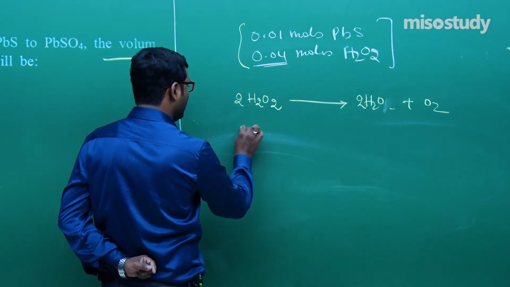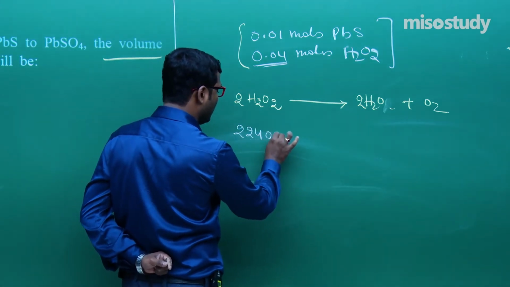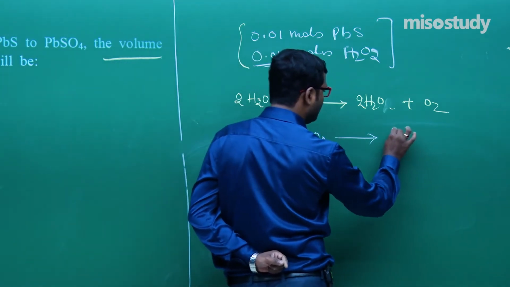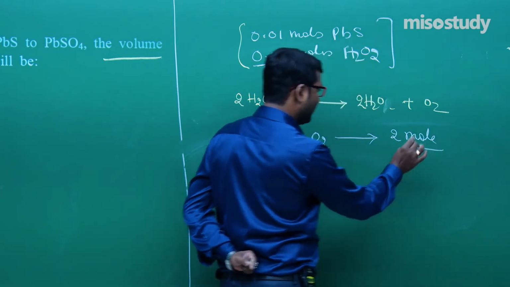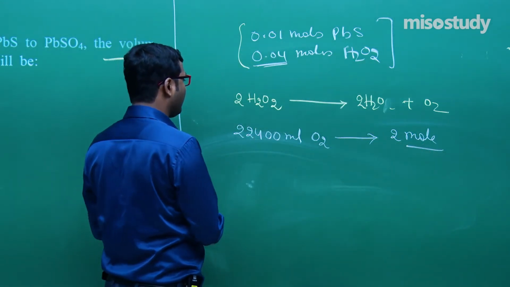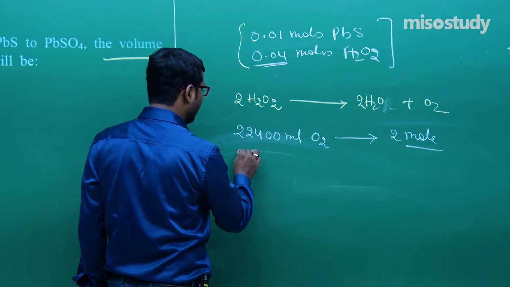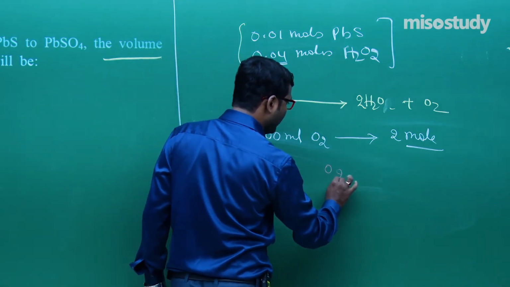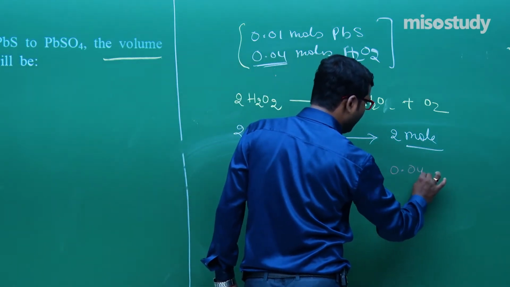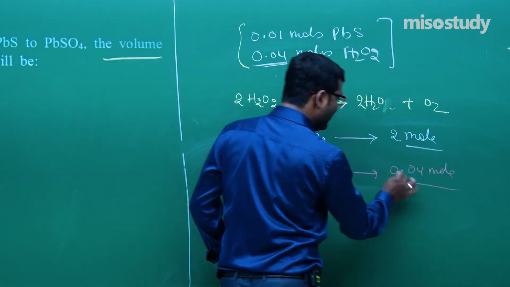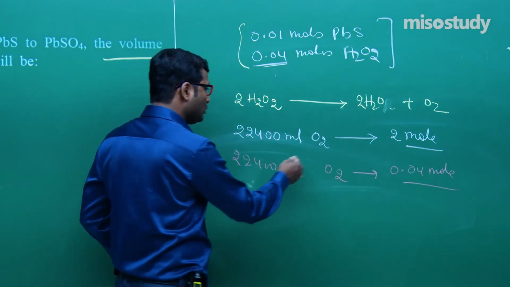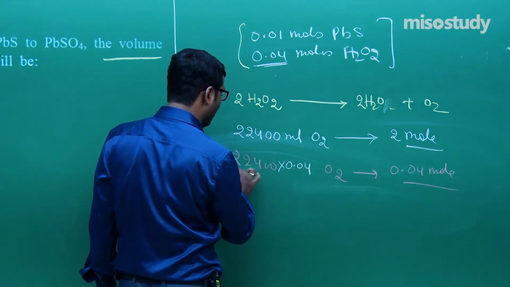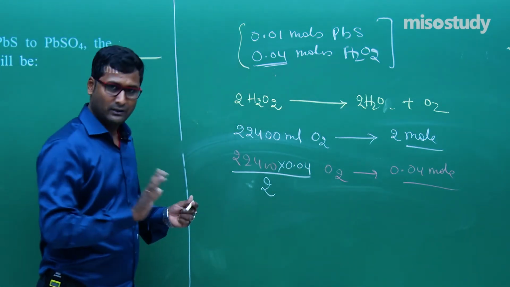Now we know 22400 ml O2 we get from 2 moles. Now how many volume we get from 0.04 mole? Remember this. Now what to do? Tell me. That is 22400 into 0.04 divided by 2. We can write like this.